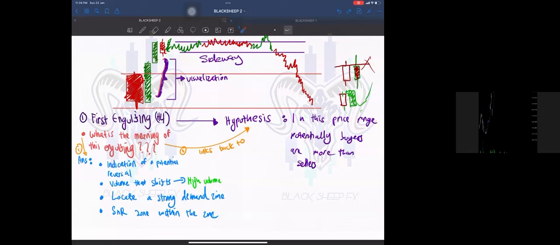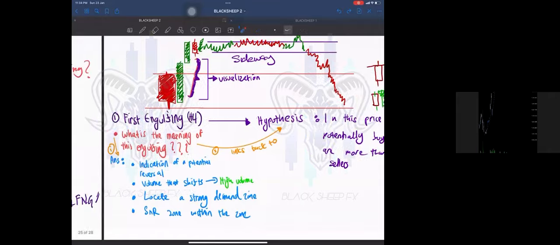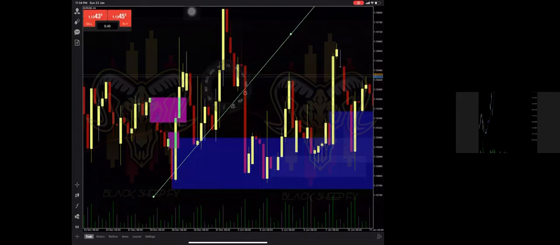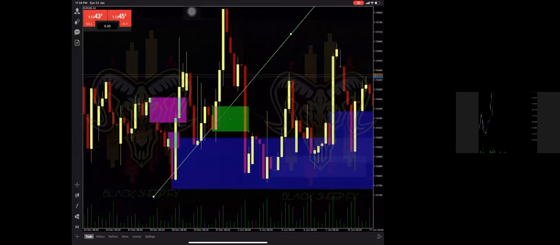For example, this setup will be medium risk. It might work, but if it breaks, maybe it wants to go lower and fly from there. So for example, like this scenario. Let me change color. In the scenario of this green box, you mark the engulfing buy. Price came out, came back in. You press buy.